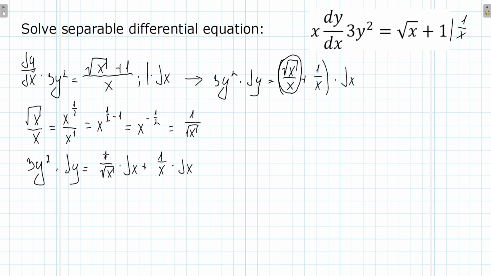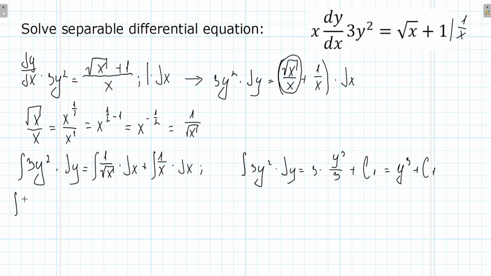Great, and at this point we can integrate both sides of our equation. So the integral of these is equal to the integrals of these two. Let's calculate it. The integral of 3y squared times dy is equal to 3 times y cubed over 3 plus some constant c1, which is equal to just y cubed plus some constant c1.